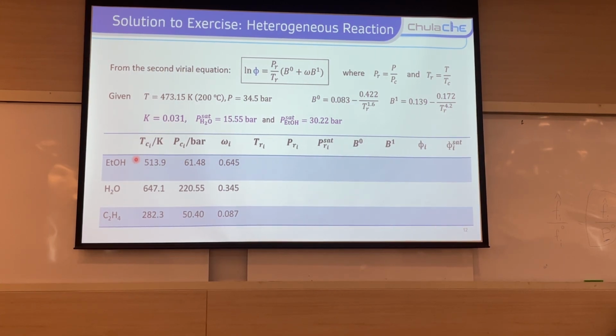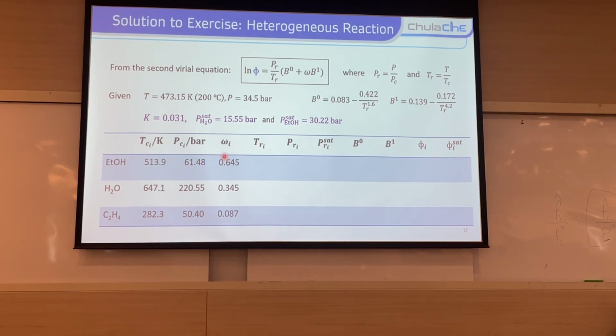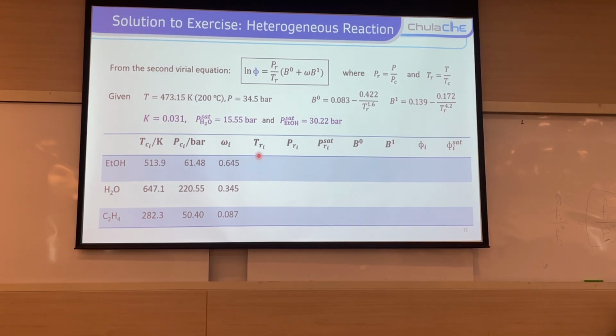So in this case, these three parameters are properties of the component. Different components have different critical temperature, critical pressure, and eccentric factor. You can find these three factors anywhere online or in the appendix of the textbook as well. So you find the data from the appendix, and then you can calculate the reduced temperature and reduced pressure from both equations here.